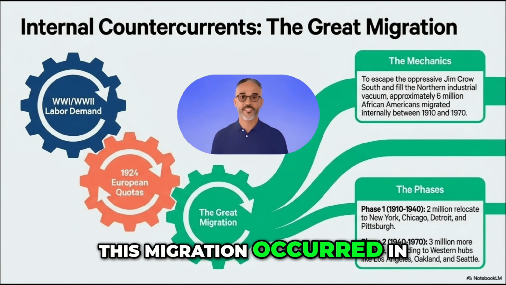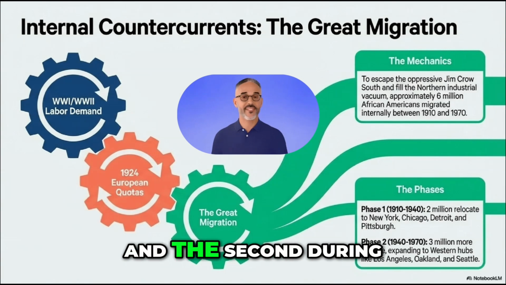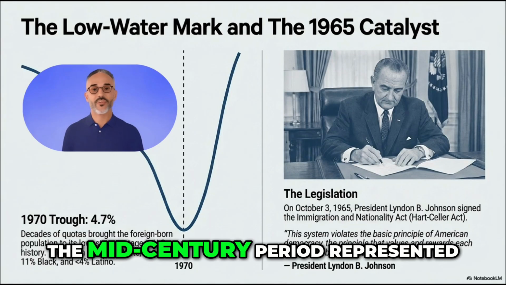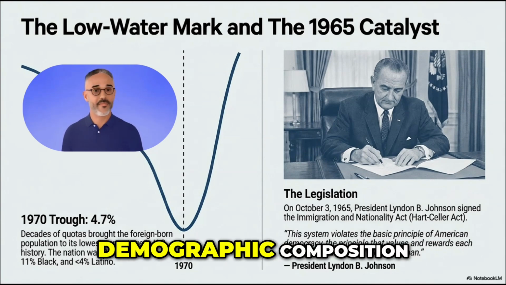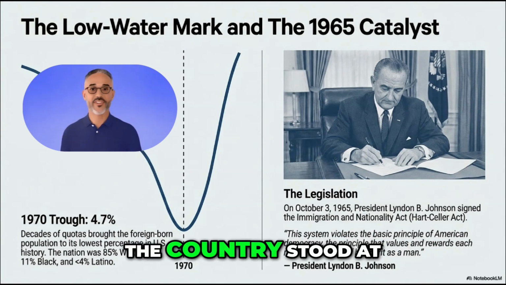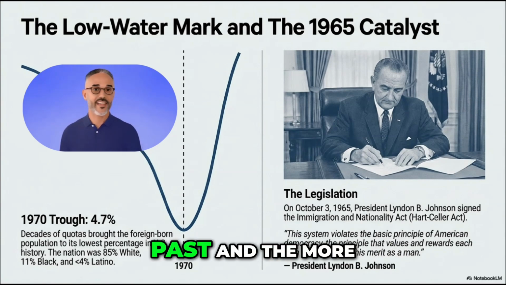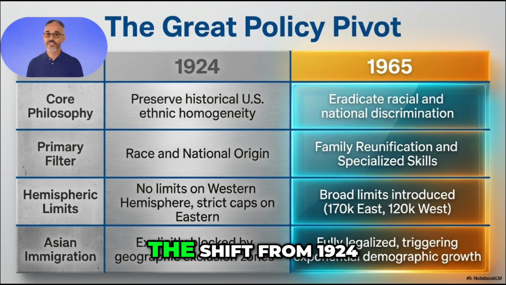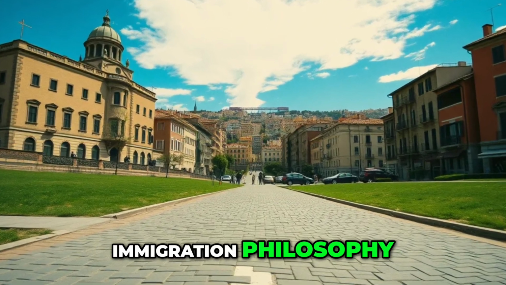This migration occurred in two major phases: the first during and after World War I, and the second during and after World War II. The mid-century period represented a turning point in American immigration policy and demographic composition. The country stood at a crossroads between the restrictive quotas of the past and the more open system that was about to emerge. The shift from 1924 to 1965 represents a fundamental transformation in American immigration philosophy.